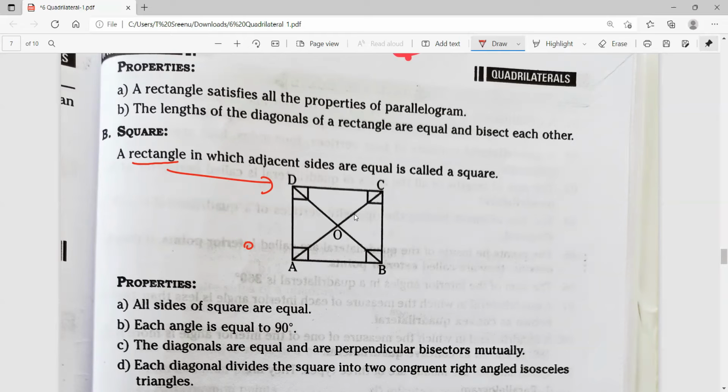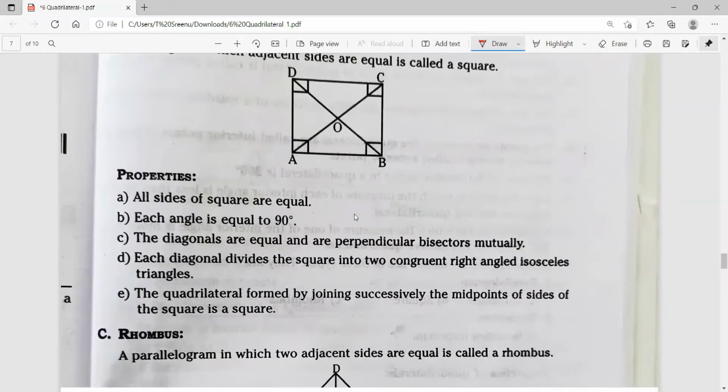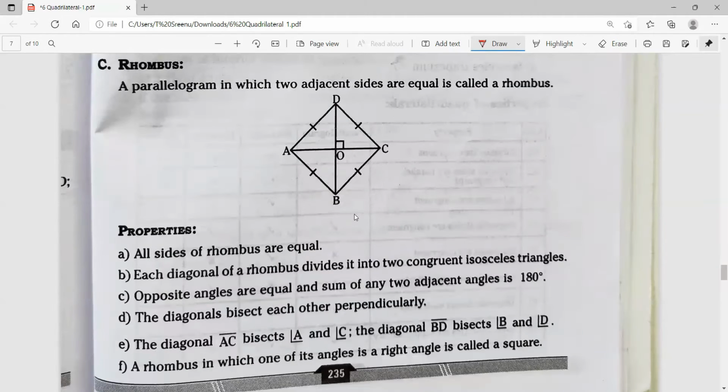Or adjacent sides are equal. Like that we can check. And then rhombus. Rhombus in the sense of a parallelogram in which 2 adjacent sides are equal. 2 adjacent sides are equal is called rhombus.